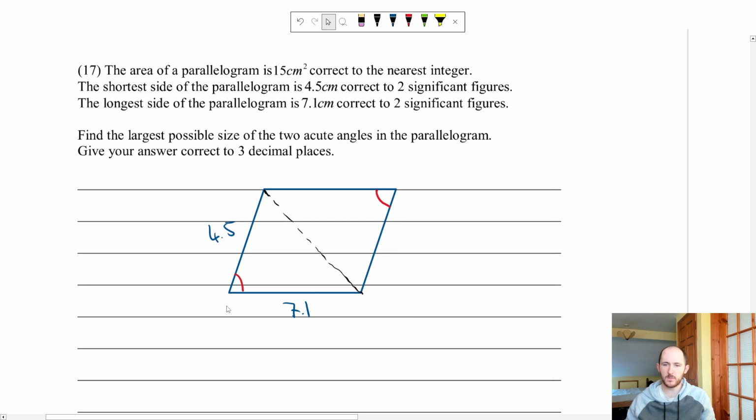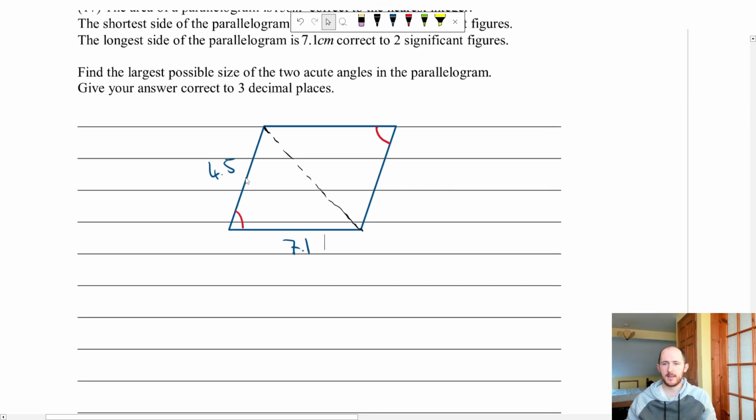Okay, so the reason why breaking into a triangle is really helpful is because I can work out the area of a parallelogram like this, but it has nothing to do with the angle. So I could just do 4.5 times 7.1. Okay, cool. But how am I meant to work out the angles? Angles are always to do with triangles, really. So breaking in half means now I have a triangle.